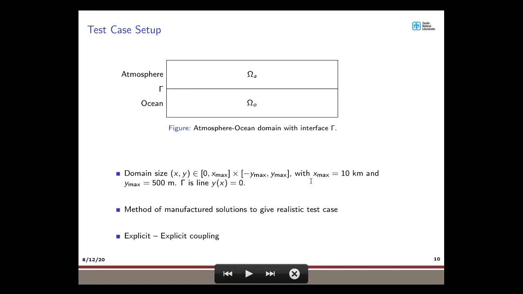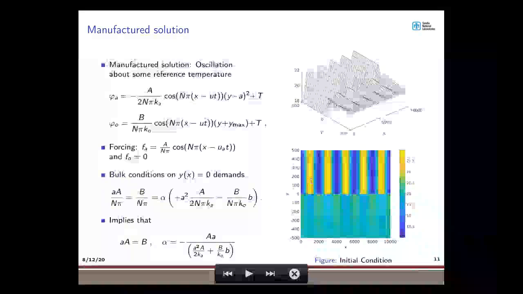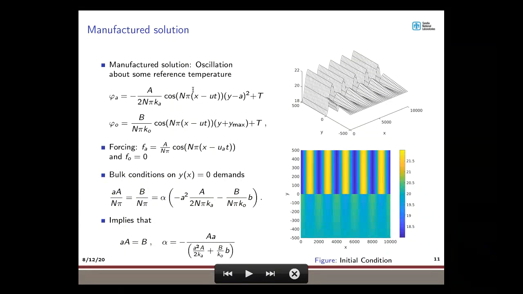So, using the method of manufactured solutions, sinusoidal in both domains, where I have a sinusoidal in the x direction for the advection part. Then I have this parabolic shape in the y direction in the atmosphere with a linear shape in the ocean. So, of course, these are some oscillations about some temperature. I do this to keep the temperatures realistic so we don't have something crazy like thousands of degrees Kelvin.